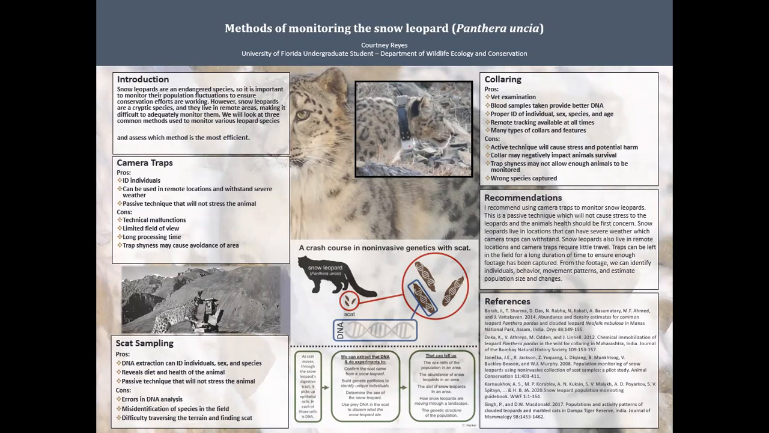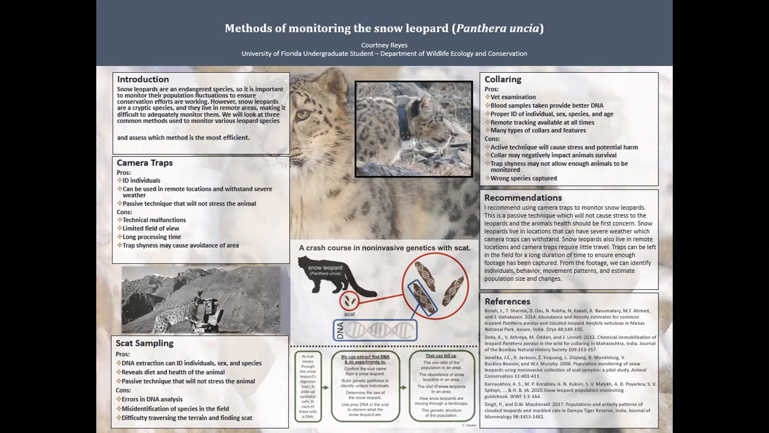The next method we'll be looking at is scat sampling. There's a diagram to the right that shows how scat is analyzed to extract DNA and then what that DNA can tell you. Some pros of scat sampling are that you can extract DNA and it can tell you the individual, the sex, and the species. And it can also tell you about the sex ratio, abundance, and the genetic structure of the population. It will also reveal the diet and health of the animal.